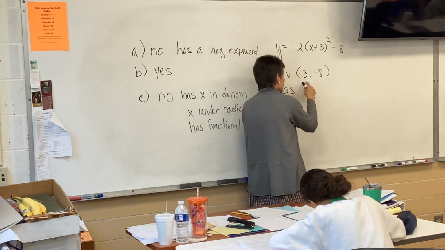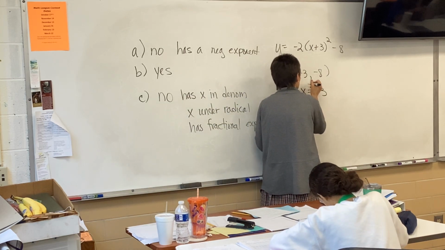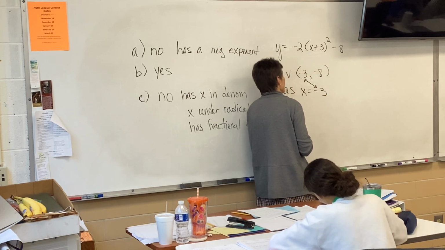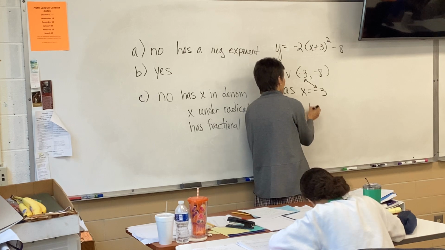What's your axis of symmetry then? X equals -3. These numbers always are the same. Always. Drop an X. And which way does it open? Down.